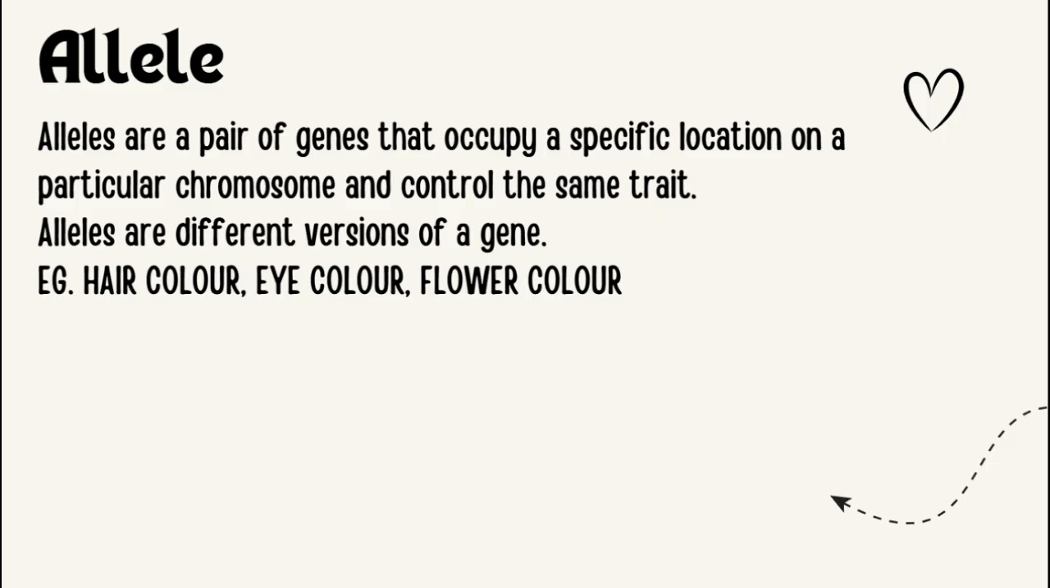Now, alleles are basically a form of a gene, right? There are a pair of genes that occupy a specific location on a particular chromosome and they control the same trait. So alleles are a form of a gene, and examples would be hair color, eye color, flower color. They're just like different versions of a gene, right? So that is what alleles are.